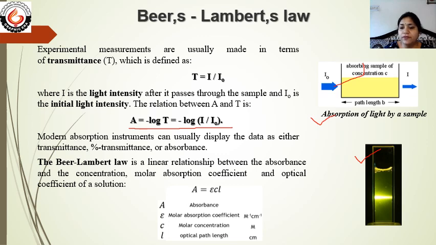So if a sample is placed in a cuvette which is slightly broader, then what happens? The sample will absorb more radiation. If the sample has more concentration, obviously the number of molecules is more. So they will absorb more amount of light and less amount of light will be transmitted. So this is the Beer-Lambert's law. That is, there is a linear relationship between the absorbance, concentration and length.